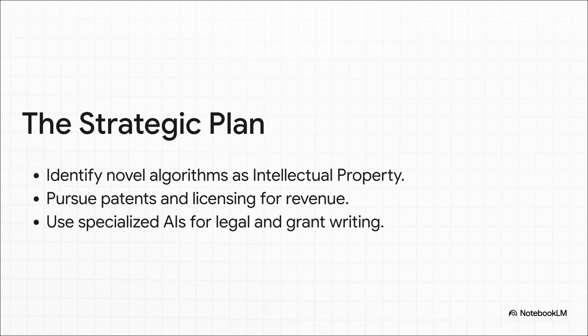First, they believe the unique algorithms they're developing to generate and analyze these weaves, well, that's valuable intellectual property. Second, they plan to pursue patents and license this IP to generate revenue. And third, and this is a very modern twist, they're using their own specialized AI agents to handle the complex work of legal research, patent applications, and grant writing.